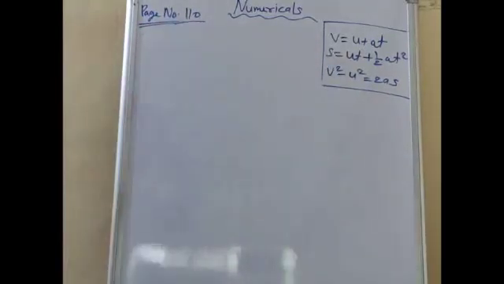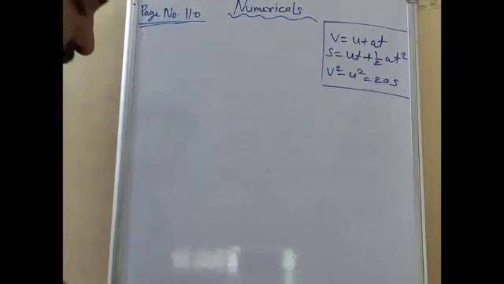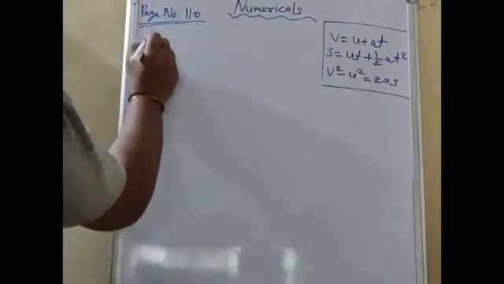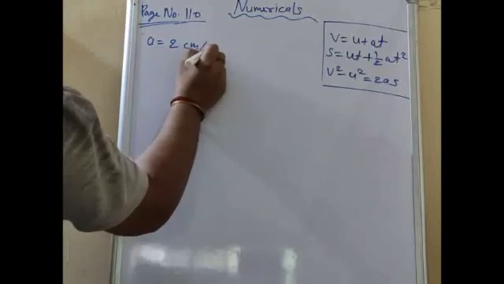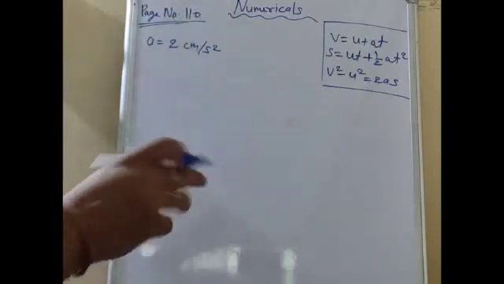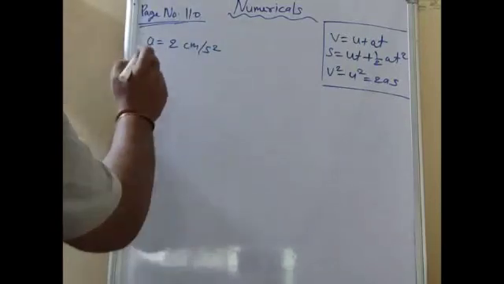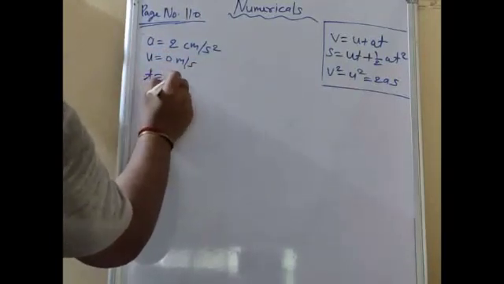In the third question, a trolley going down an inclined plane has an acceleration of 2 centimeter per second square. What will be the velocity after 3 seconds? 3 seconds after the start, means it has not started yet, after the start. So u will be 0 meter per second and time is 3 seconds.